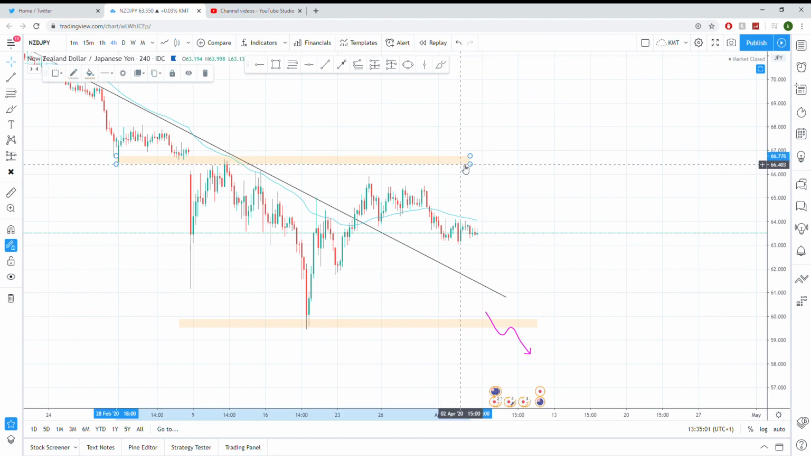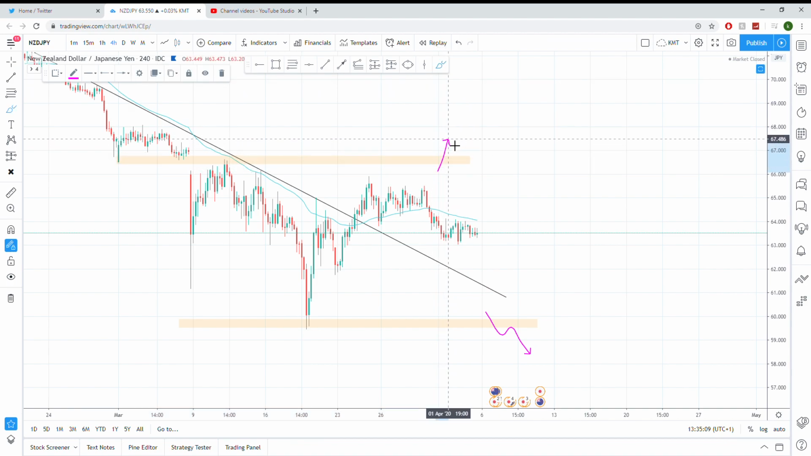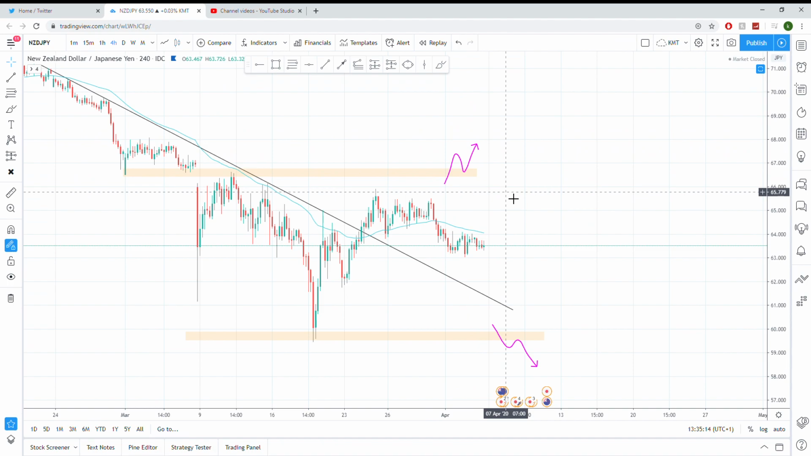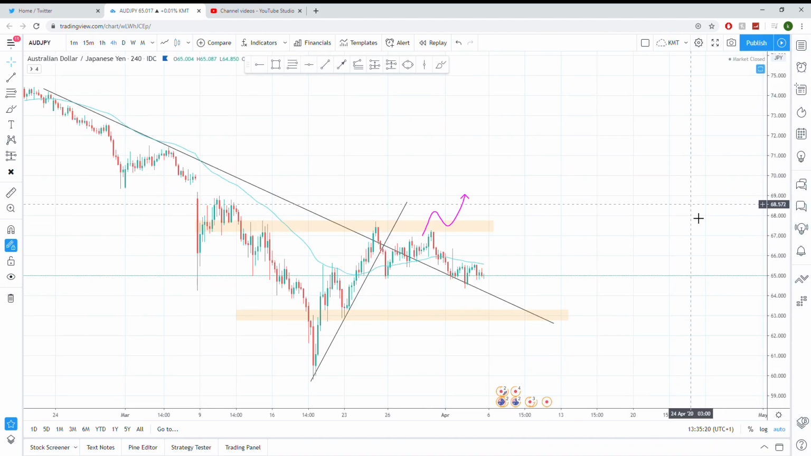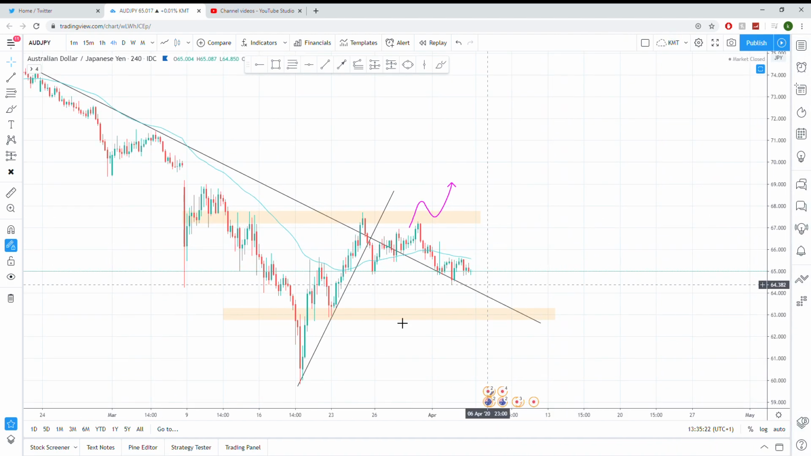Remember, this is a buying zone and this is a selling zone. This one is at 66.427 to 66.726. Again, push to the upside, pull back, and again push to the upside. So we're keeping this very simple for all these Japanese pairs. There's just a lot of indecision amongst all the pairs.